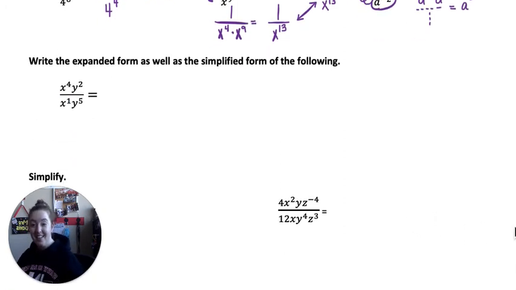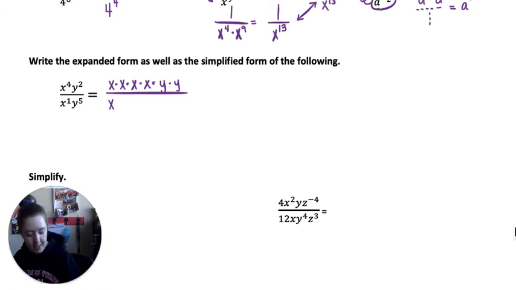Okay, so now this monster, we are going to write in expanded form and then simplify it. So on top in our numerator, we have x to the 4th, so that means x times itself 4 times. And then we have y squared, so we have 2 y's, over y to the x to the 1st, so just 1 x. And then y to the 5th, so we'll have 5 y's.